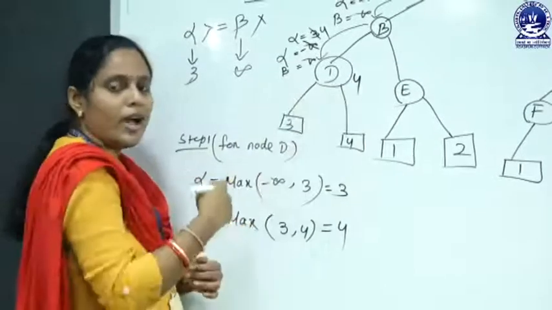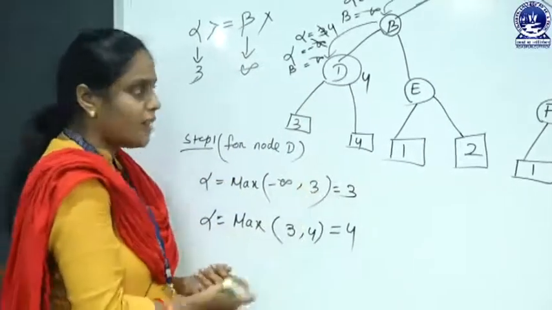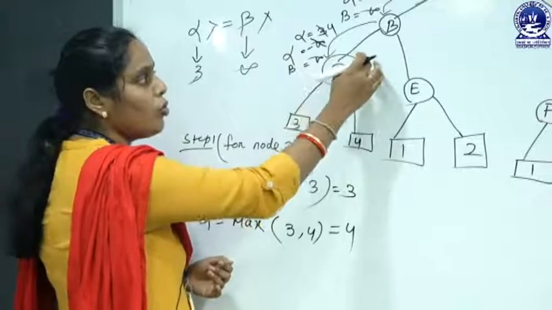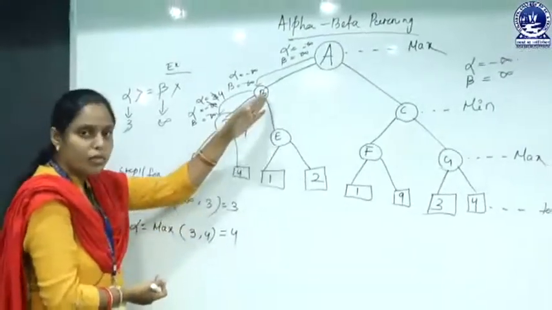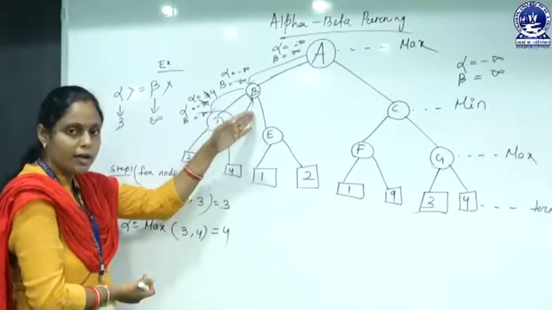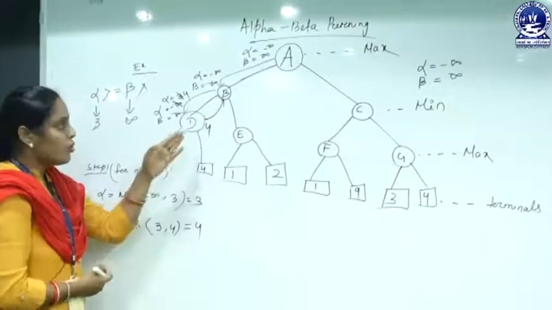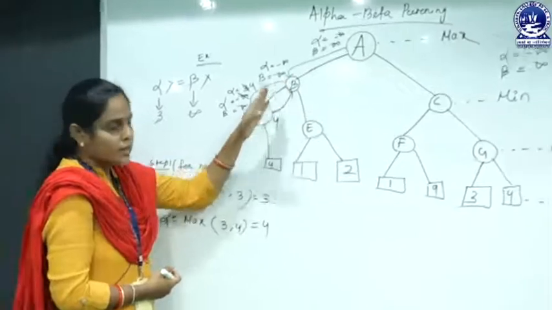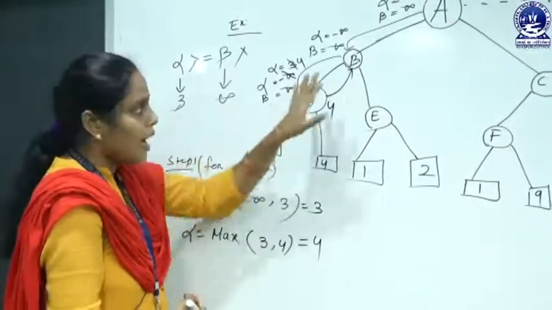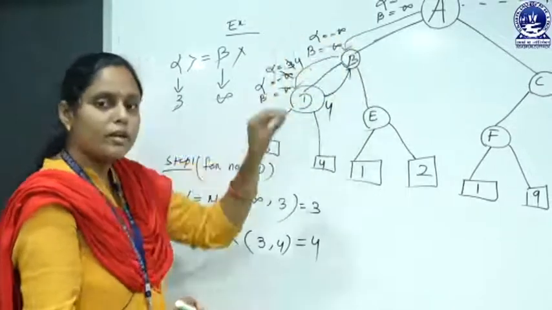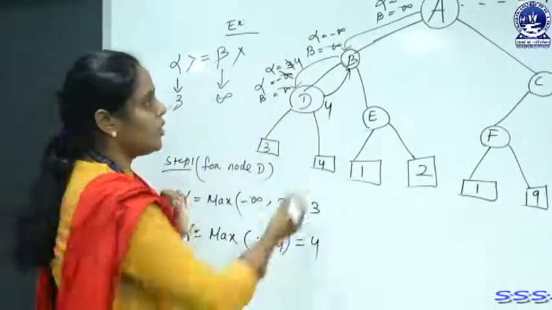That means the node value for D is 4. From node D, now we start backtracking. That means from here we move to the node B. When we move from node D to node B, that means we backtrack. When we backtrack, the node value will pass. That means this 4 value will pass to the node B. Now the node B has the node value which is 4.